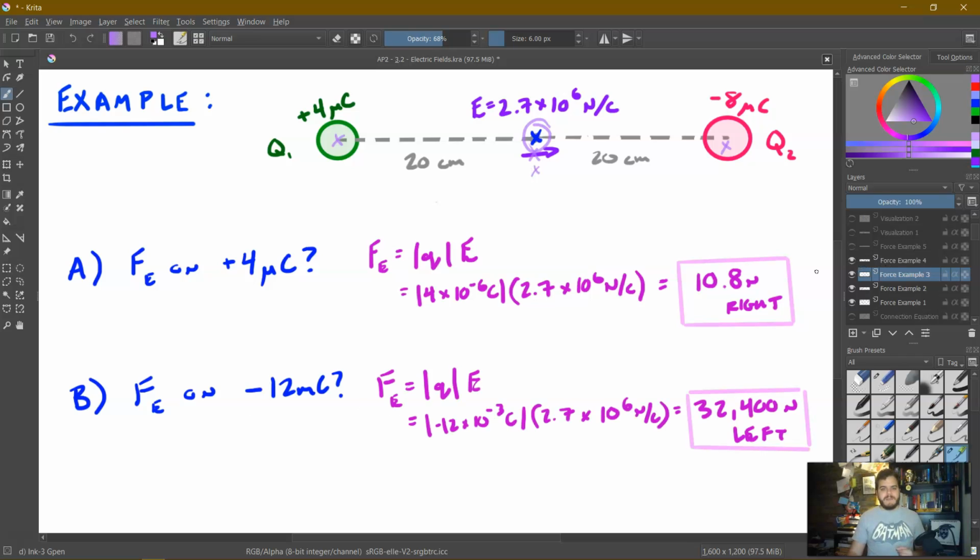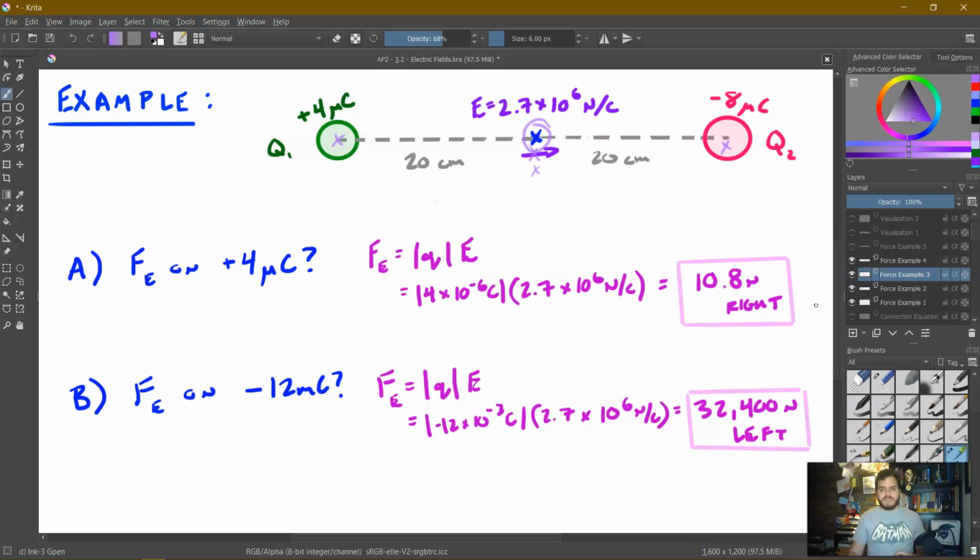Alright, let's take it a step further and do the next one for the negative 12 millicoulomb charge. Same thing. Q times E, and that Q is an absolute value, so it's going to be a humongous number, 32,400 newtons, but this is really crucial. This charge is going to go to the left. And why is it going to go to the left? Well, the electric field shows you the direction of a force on a positive test charge. So a negative charge is going to go in the opposite way.